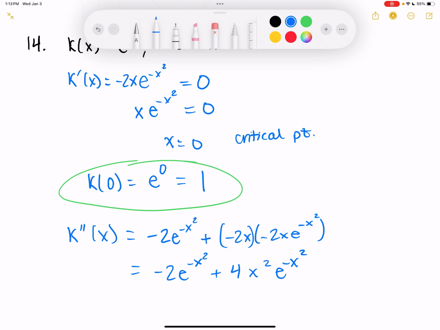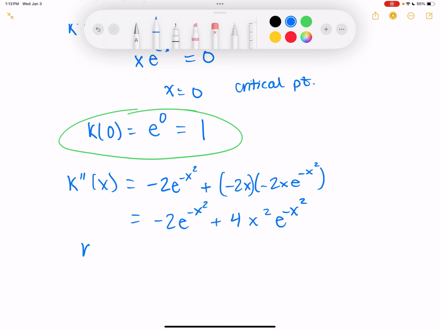So if we evaluate this at 0, if I plug in 0 for x, what happens here? Oh, it's gone. Wait, no, it's not. It's negative 2. What happens if I plug in 0 for x over here? That's gone. So I get negative 2, which is less than or equal to 1. So therefore it is a max.